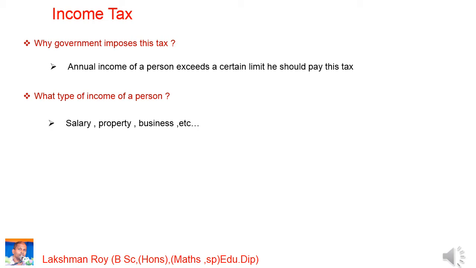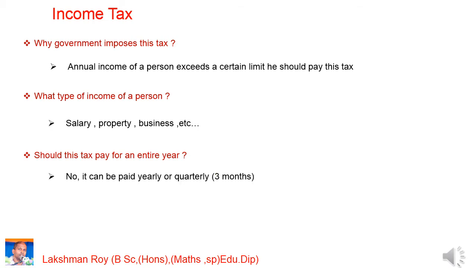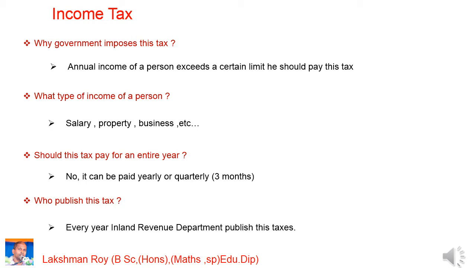Then, should this income tax be paid for the entire year? Actually not necessarily, but a person can pay yearly or he can pay quarterly. Quarterly means within 3 months. So next one is, who publishes this tax? Actually, the government publishes it. Every year there is a department called the Inland Revenue Department, which publishes this tax.